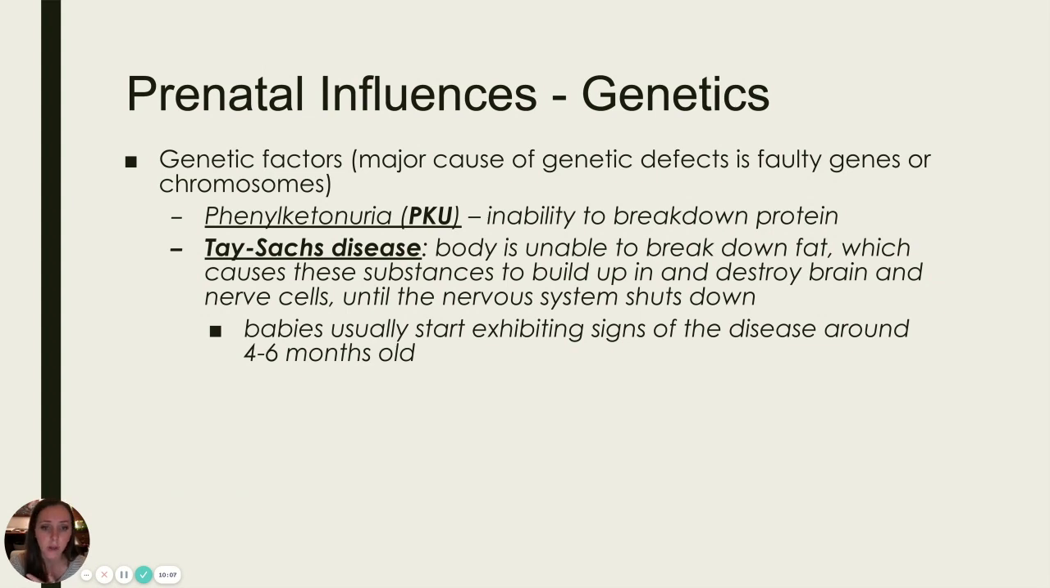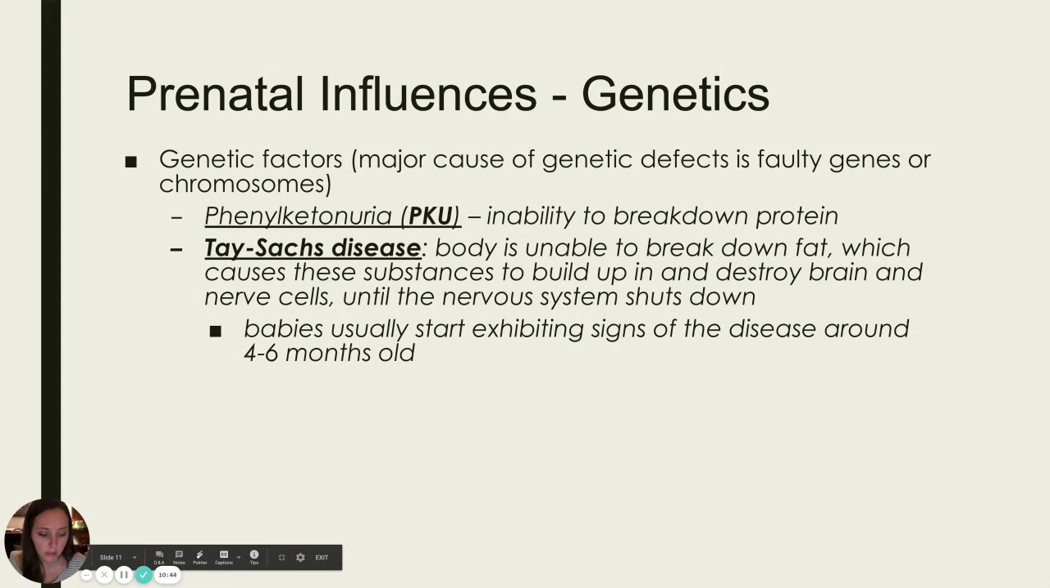Tay-Sachs disease is another one. This is the body's inability to break down fat, which could cause substance to build up and destroy the brain and nerve cells until the nervous system just eventually shuts down. Babies start showing signs of these diseases around 4 to 6 months old. And so both of these are very rare. And the United States actually does screen for PKU. But it is still something that can happen, and it's just due to genetic factors.